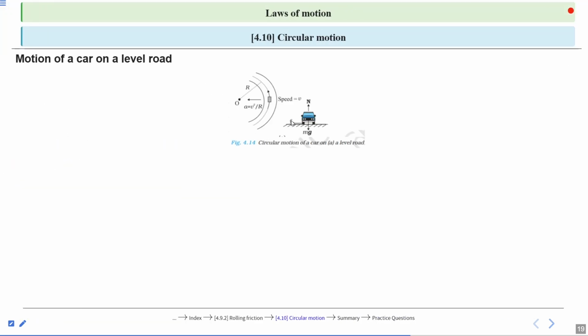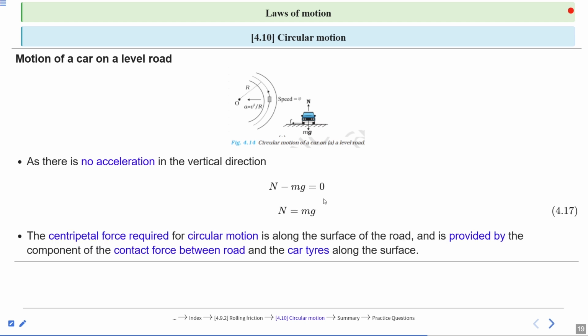For circular motion of a car, there is no acceleration in the vertical direction. So ay equals 0, because there is no acceleration. So N minus mg equals 0. When we balance N, we can say N equals mg. Yes or no? The normal reaction is equal to the weight of the car, mg. Here m is the mass of the car and g is the gravitational constant.